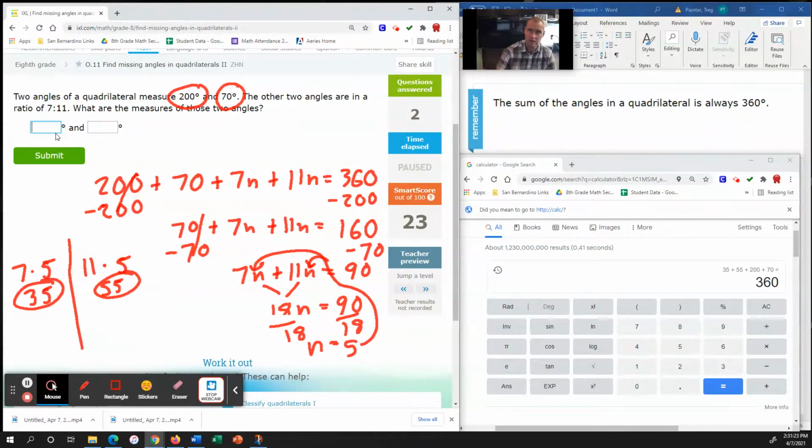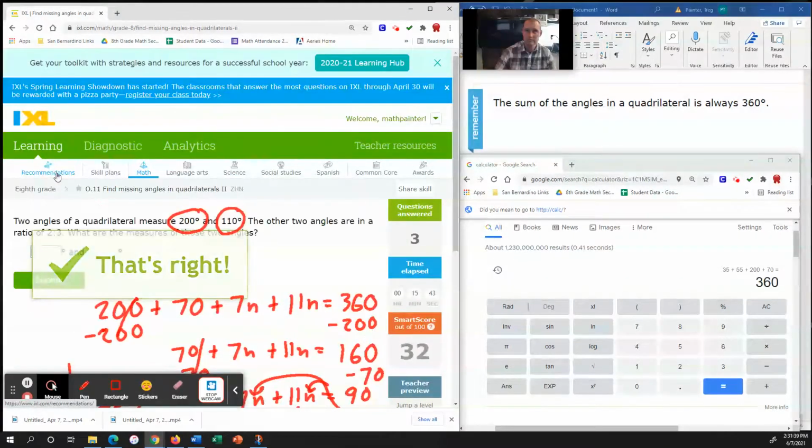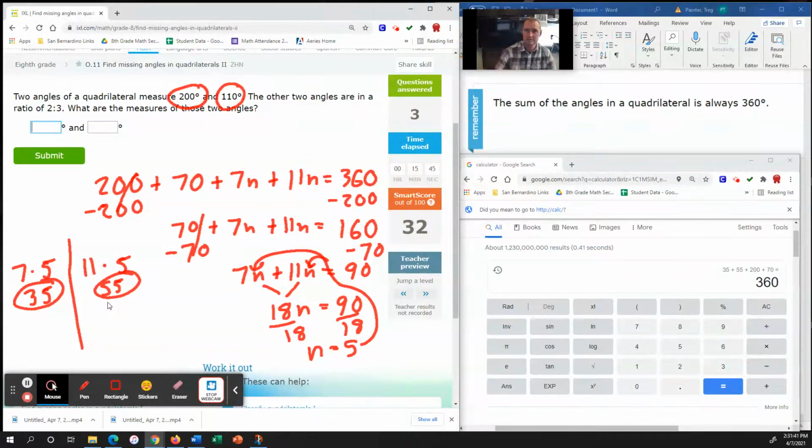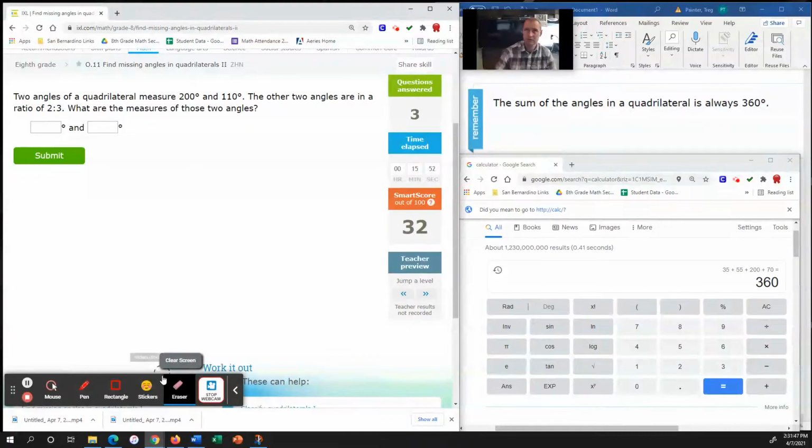So we have one angle of, doesn't matter which order, we can do 35 and 55. And let's see how it works, because this is a terrible problem with all that work and effort to get it wrong. So here we go. All right, got it. I like it. All right, so here we go. We're going to go ahead and clear the screen.